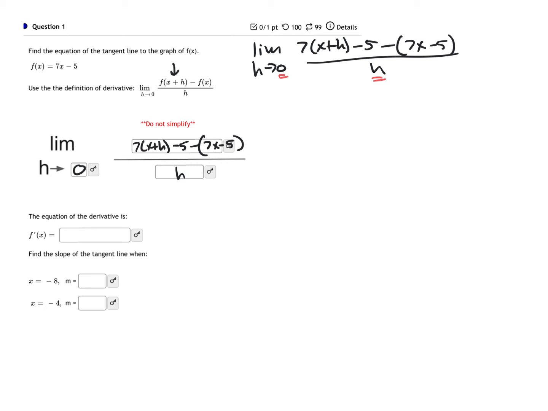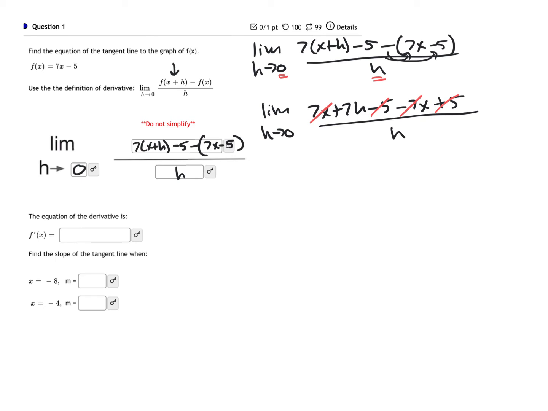I'm going to start by simplifying the top. So the limit as h approaches 0 of 7x plus 7h, I'm just distributing there, minus 5. And again, I'm just distributing this minus sign, so that'll be minus 7x plus 5, over h. Now, if you've done this correctly, you should get everything to cancel out, so positive 5, negative 7x, positive 7x, except for terms with h in them. They should all have an h once you're done canceling.